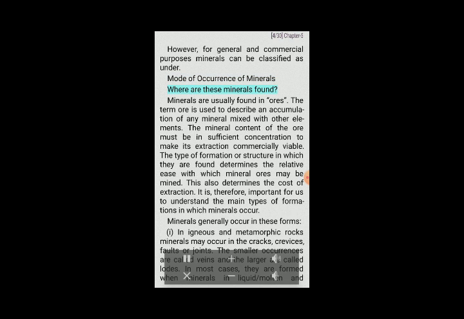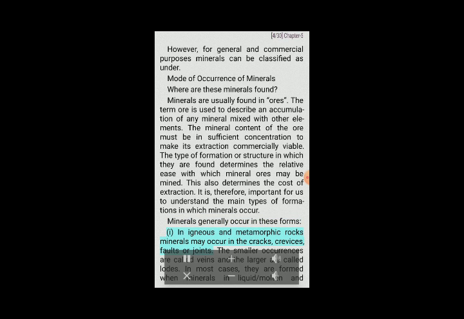Mode of occurrence of minerals. Where are these minerals found? Minerals are usually found in ores. The term ore is used to describe an accumulation of any mineral mixed with other elements. The mineral content of the ore must be in sufficient concentration to make its extraction commercially viable. The type of formation or structure in which they are found determines the relative ease with which mineral ores may be mined. This also determines the cost of extraction. It is, therefore, important for us to understand the main types of formations in which minerals occur.